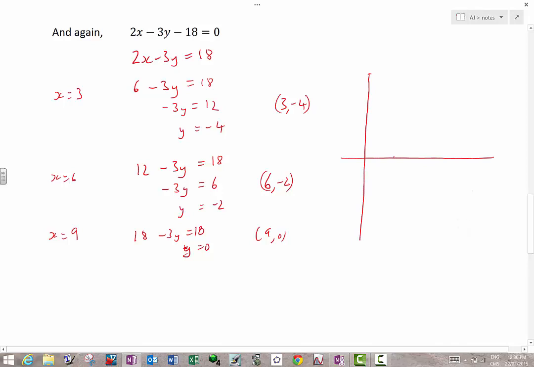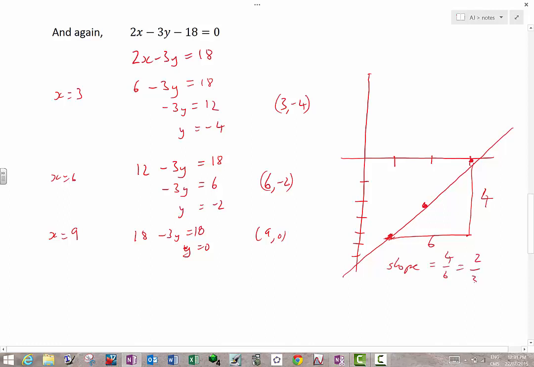So now we have these 3 points, we can sketch the equation. So we have 3, 6, 9. When x is 3, y was negative 4. When x was 6, y was negative 2. And when x was 9, y was 0. So the equation looks something like this. Clearly, from x equals 3 to x equals 9, we have a difference of 6. And the y coordinate here is negative 4, and here is 0. So we have an increase of 4. So the slope equals 4/6, which equals 2/3.